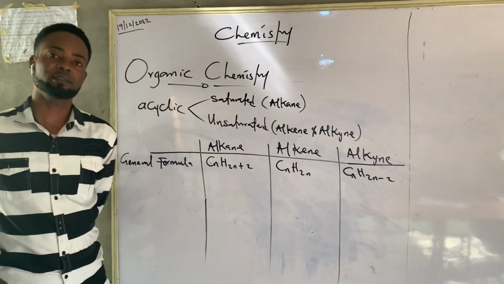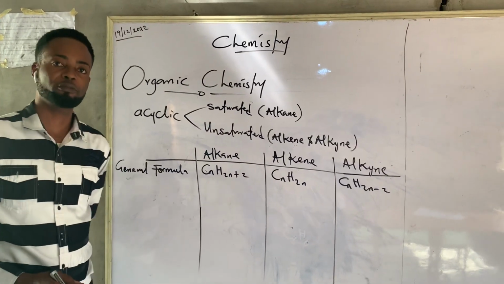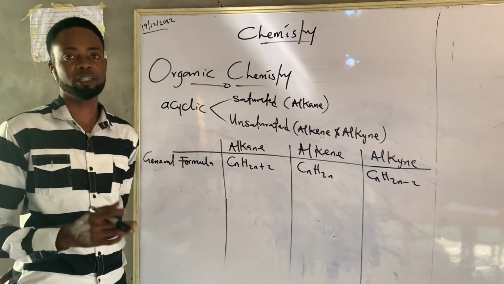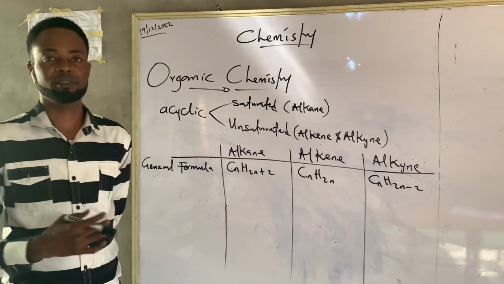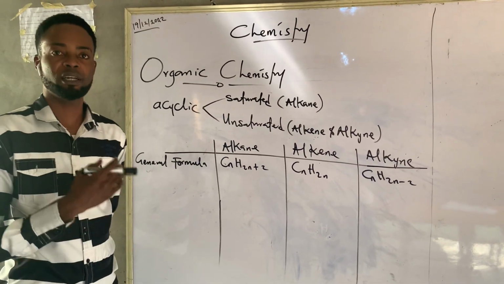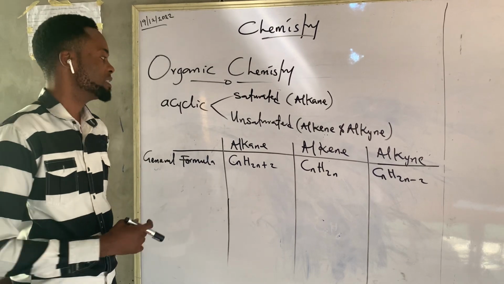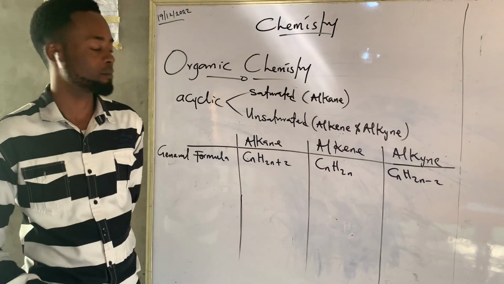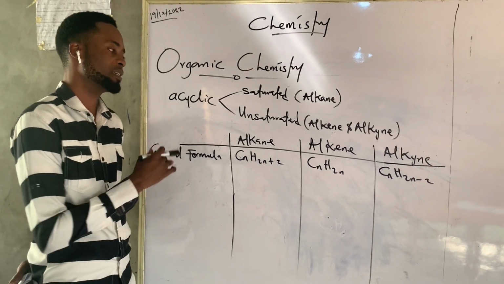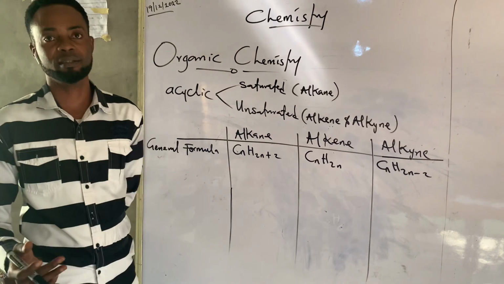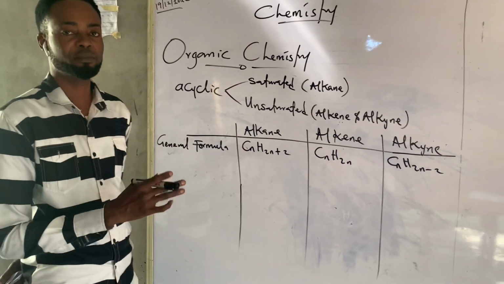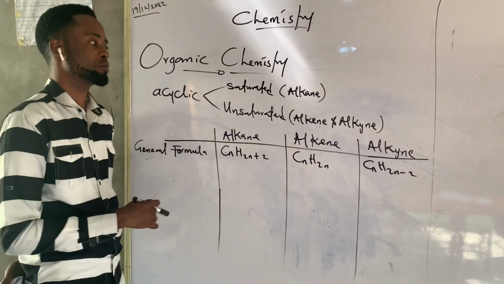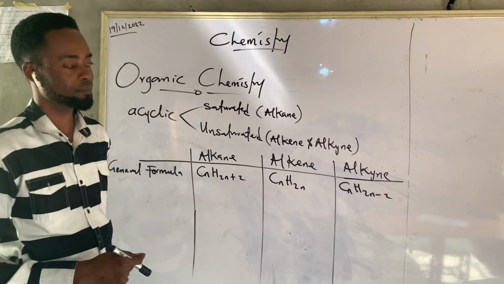Alright, welcome back. This is a continuation of the organic chemistry we started in our previous class. I remember I divided organic compounds into aliphatic and aromatic, and I told you the aliphatic are the straight chain, and we said the aromatic are the ring, for example benzene, which we will discuss later. And we divided the aliphatic into cyclic and acyclic, and I've been able to analyze the difference between the cyclic and acyclic. Now we want to pick the members under the acyclic, which is saturated and unsaturated.